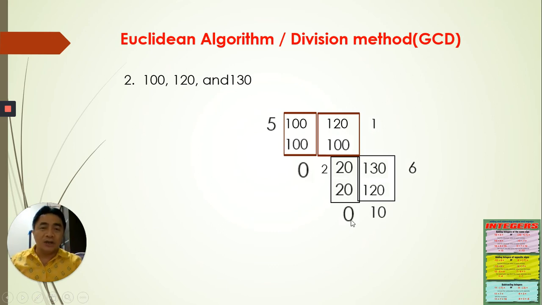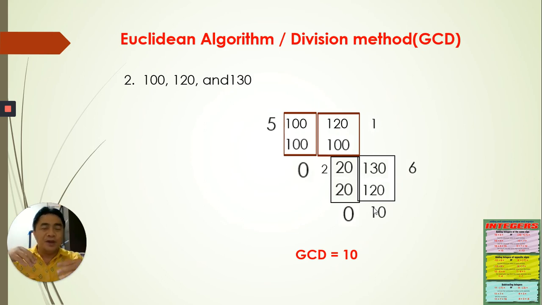So therefore, our last divisor that we're using is 10, this one. This is our last divisor. Therefore, the GCD for 100, 120, and 130 is 10. Okay, it's easy as that, right? Very easy. So I hope that you understand this method to find the GCD, or the greatest common factor or greatest common divisor of 2 or 3 or more integers, especially the big numbers.